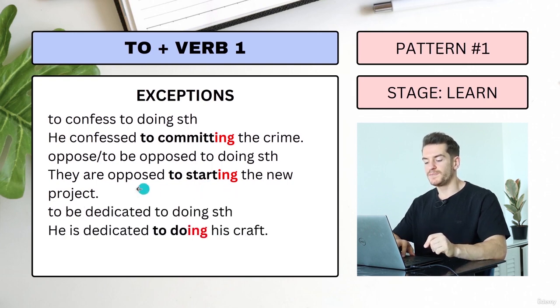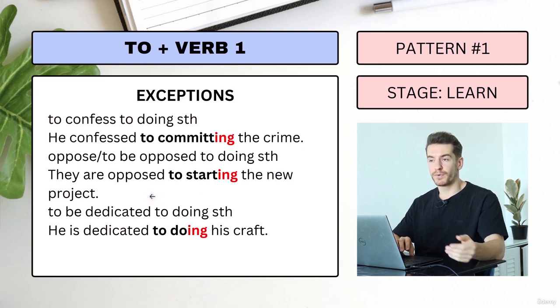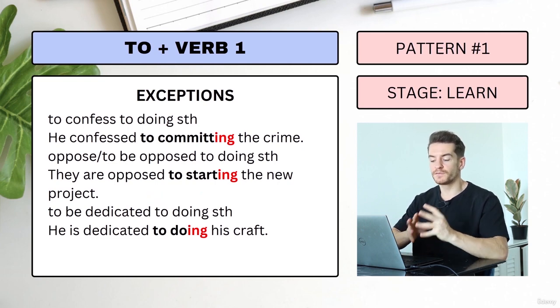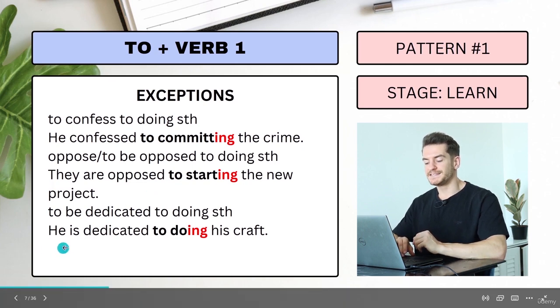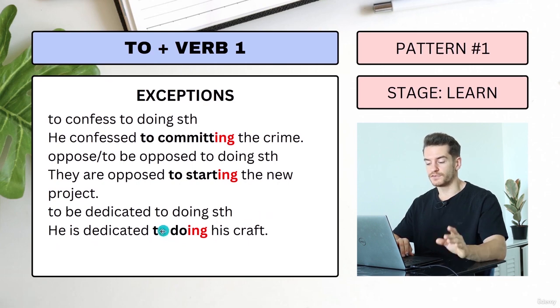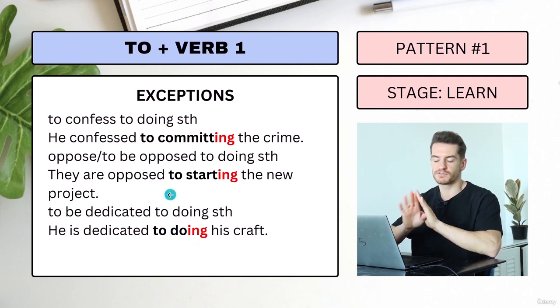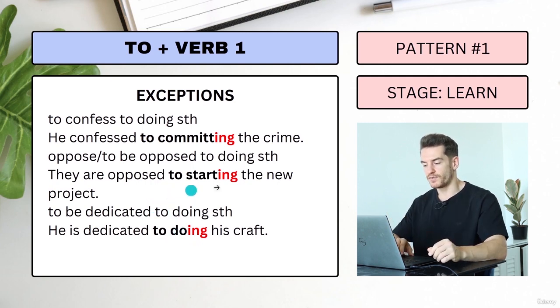Next one, to be dedicated to doing something. If you are dedicated to doing something, it means that thing is very, very important to you and you spend a lot of time on that thing. So an example, he is dedicated to doing his craft. Again, guys, to plus verb ing. To doing. We don't say he is dedicated to do his craft. No, that's incorrect.